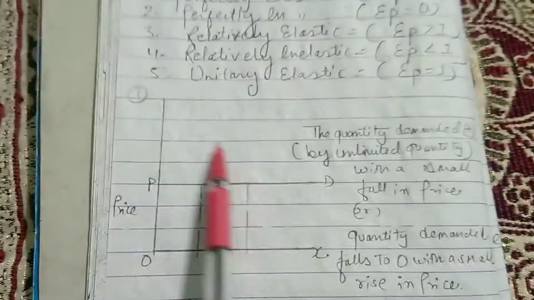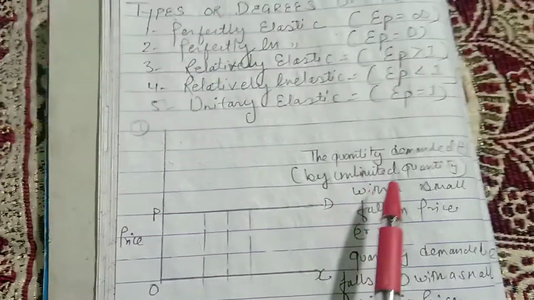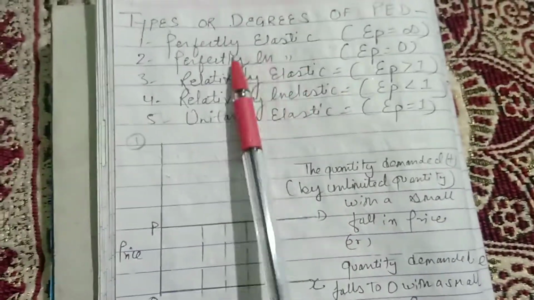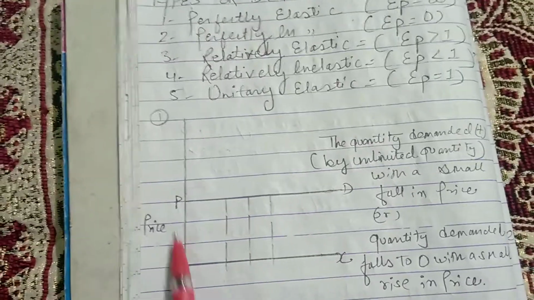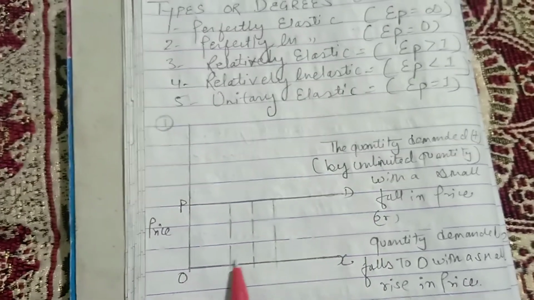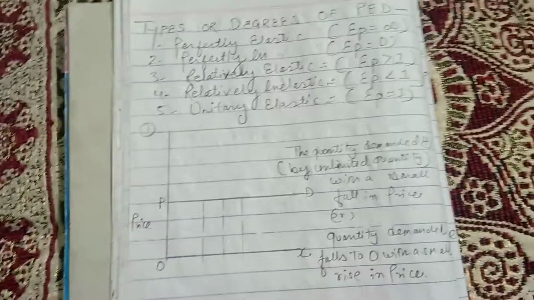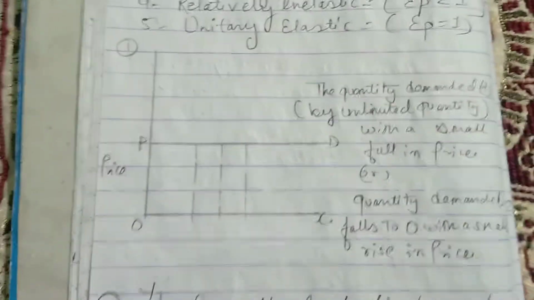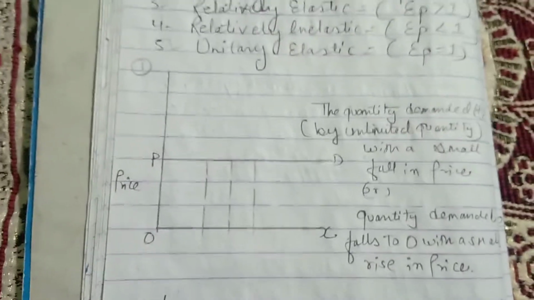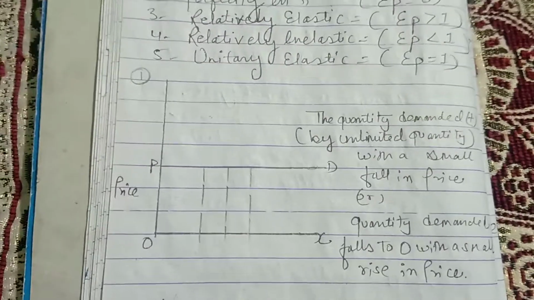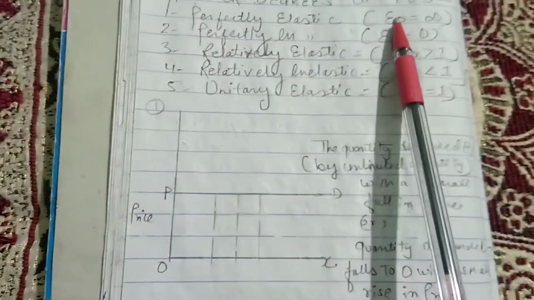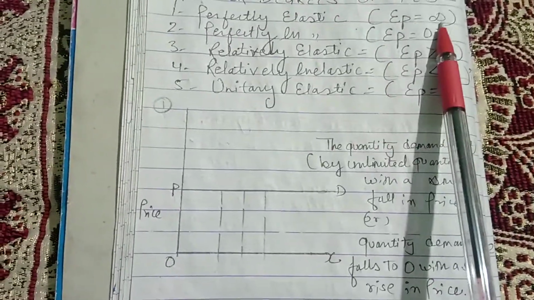Here by this diagram, what we understand? We understand that the demand is perfectly elastic. That means if there are certain changes in the prices, certain changes are seen in the quantity also. If there is a small rise in the price, then also the quantity changes. And here this EP is equal to infinite.